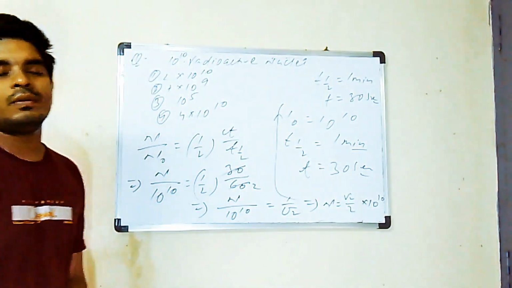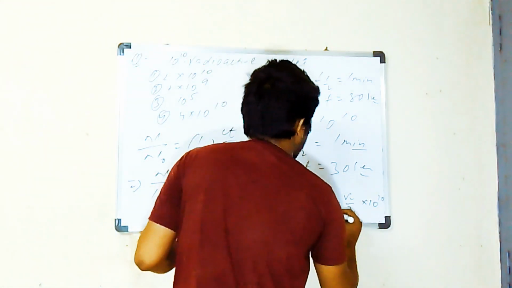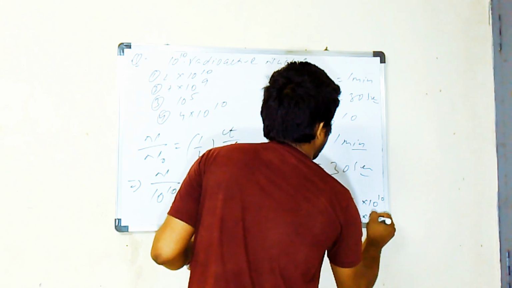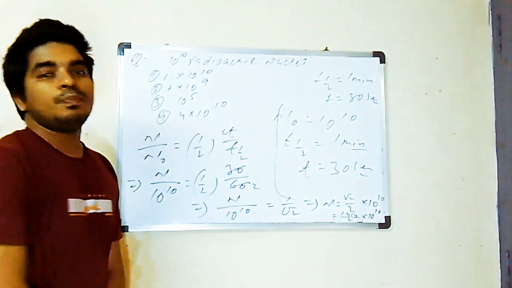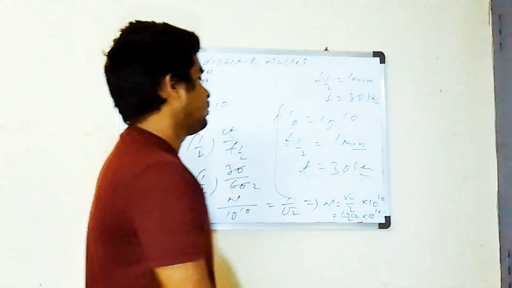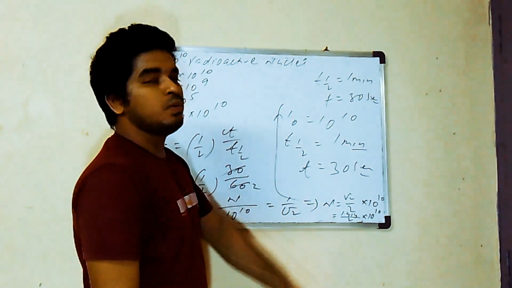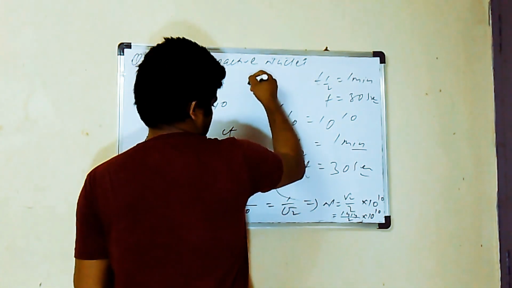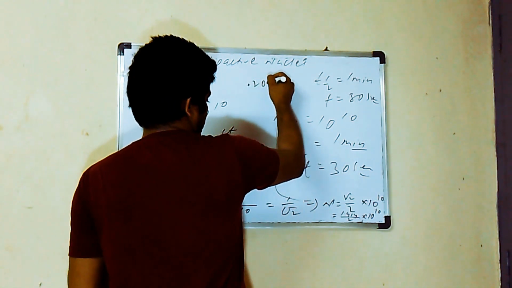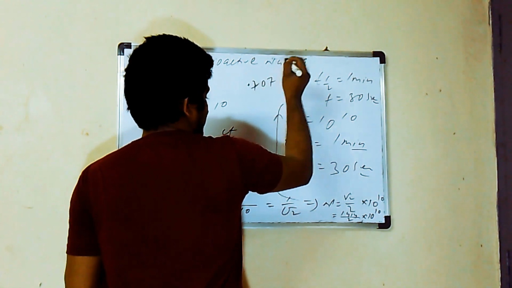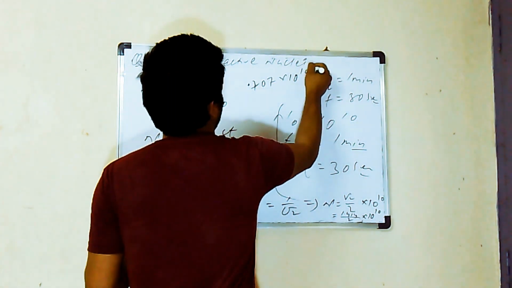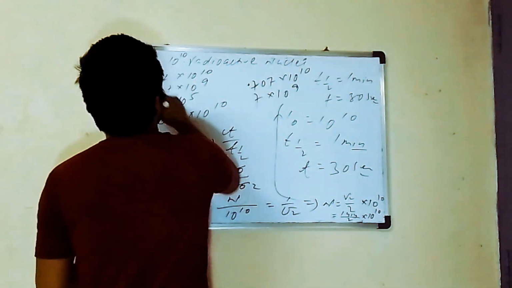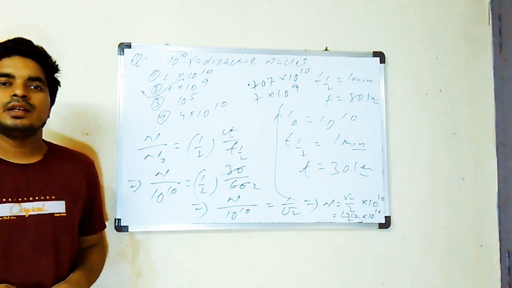What is the value of root 2 divided by 2? 1.414 divided by 2, into 10 to the power 10. If you divide 1.414 by 2, this will be 0.707 into 10 to the power 10. So we can say 7 into 10 to the power 9. So the second option is the correct answer. Understood?